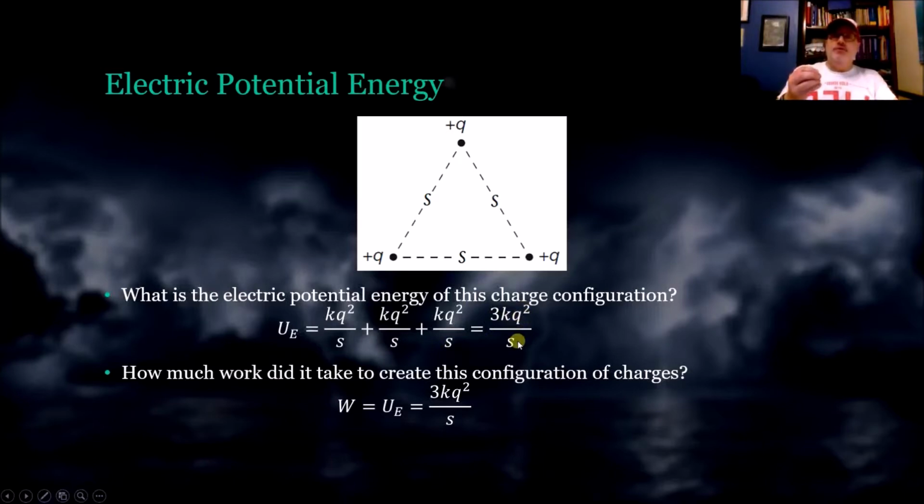Since this is a positive energy configuration, it takes work to build this. How much work did it take to create this configuration? Well, the same as the potential energy that was created. So it's 3kQ squared over s.